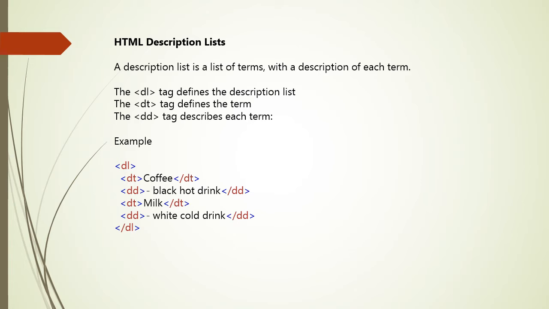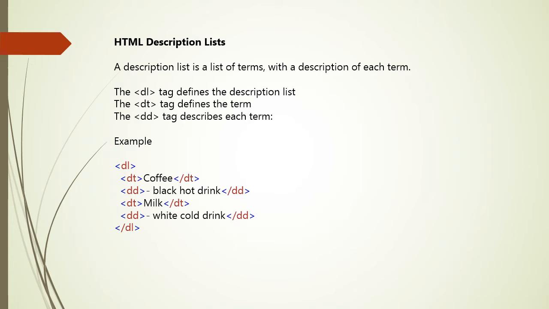We use the following tags for describing the description list. The DL tag defines the description list. Then the DT tag defines term, or we say it as name, and DD tag defines or describes each of the term. So consider for example DL.